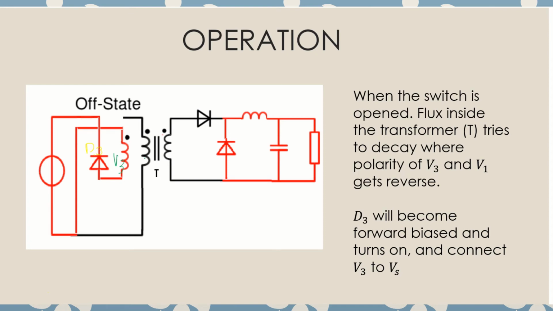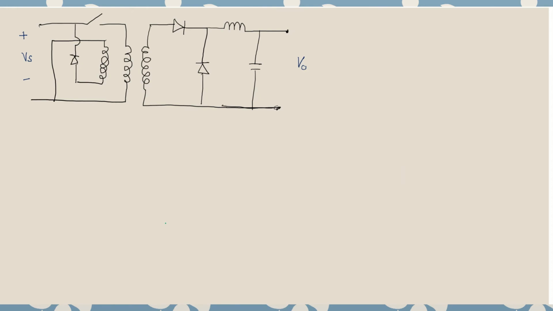So let's have a look at the schematic. Again, let's label all the components. So now S is off. So this is D3. This is V3. This is V2. Sorry, V1.